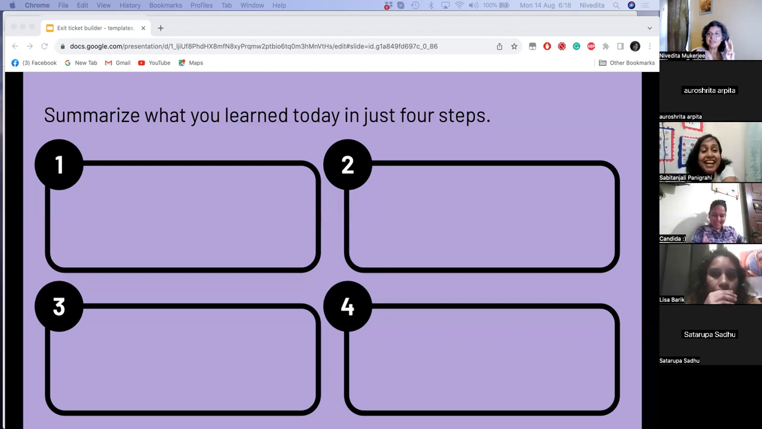I understood, but I cannot explain. Ma'am, Arpita has written how to use exit tickets as a chapter and concept. Absolutely. 4th one. Come on, Savita, give it a try.